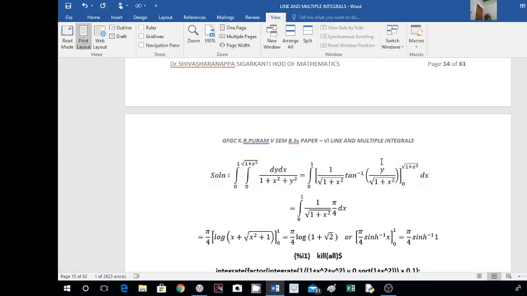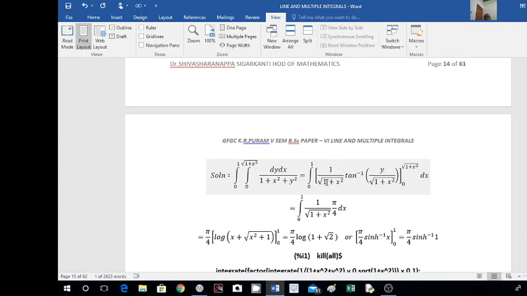Now substituting the limits here, 1 by root of 1 plus x square as it is. This is the upper limit; in place of y I am putting root of 1 plus x square. So root of 1 plus x square gets cancelled here. Then what remains is tan inverse of 1. What is tan inverse of 1? It is pi by 4. Minus, if I put lower limit 0 here, we know that tan inverse of 0 is equal to 0.